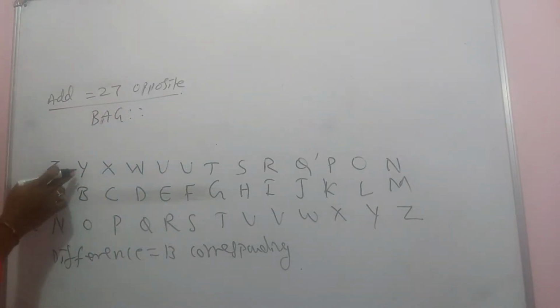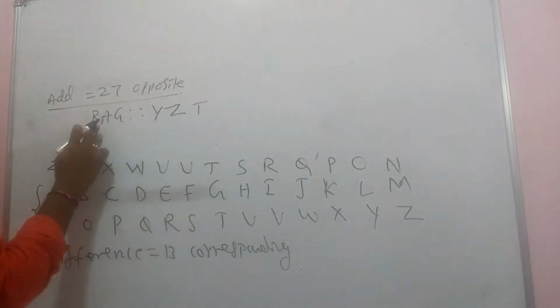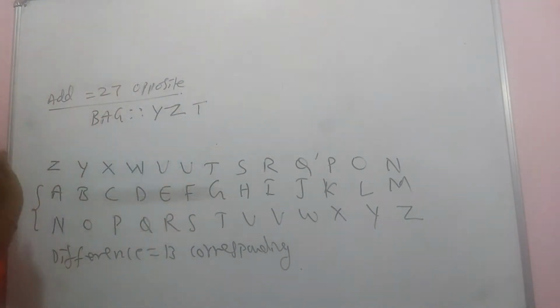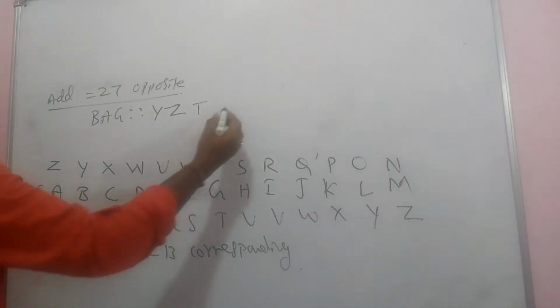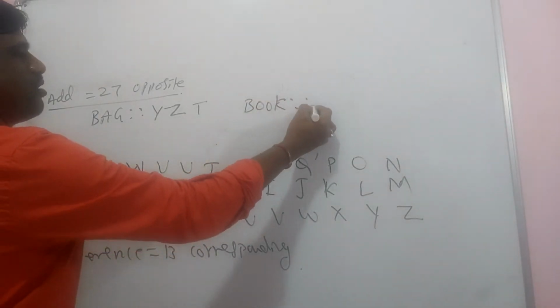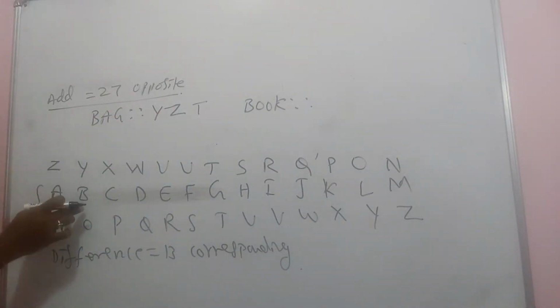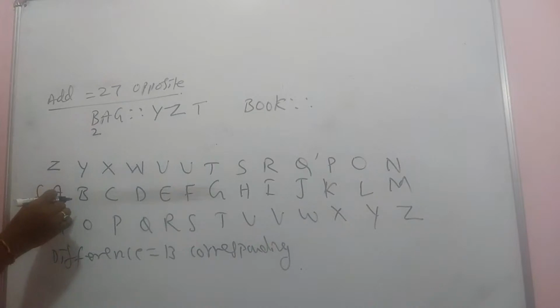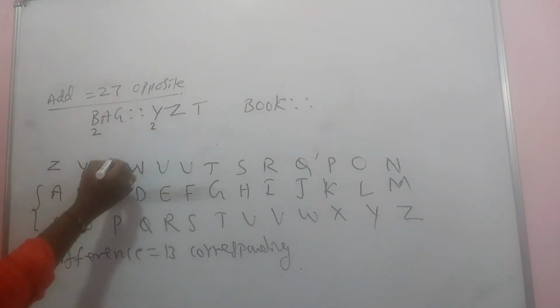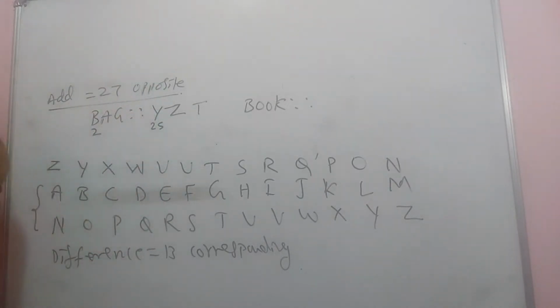Bag is coded as YZT. Then what is the code for book? These are the corresponding letters. You can see that if this is 2, then this is 25, and the addition of 25 plus 2 is 27. So these are corresponding letters forming.